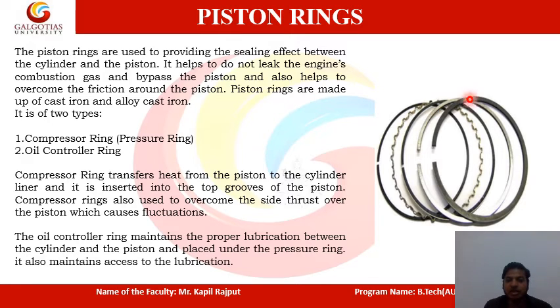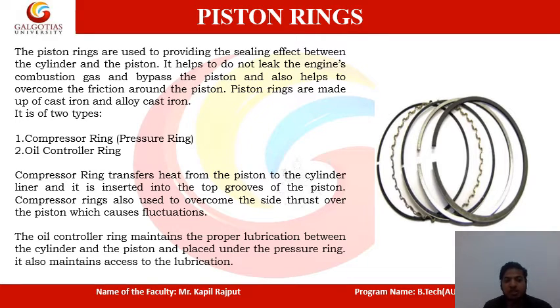Piston rings: here you can see the diagram, different kinds of piston rings are there, and they are mounted on the pistons. Piston rings are used to provide the sealing effect between the cylinder and the piston. They help prevent engine combustion gas from leaking past the piston and help to overcome the friction around the piston. Piston rings are made of cast iron and alloy cast iron. There are two types: the compression ring, that is the pressure ring, and the oil control ring. The compression ring transfers heat from the piston to the cylinder liner and is inserted into the top grooves of the piston. It is also used to overcome the side thrust over the piston which causes fluctuations.